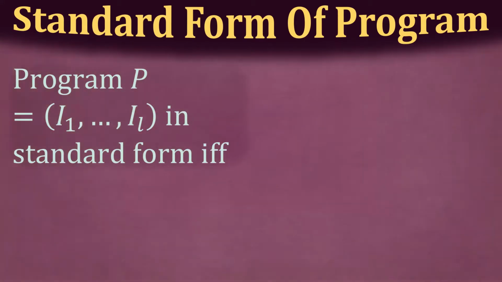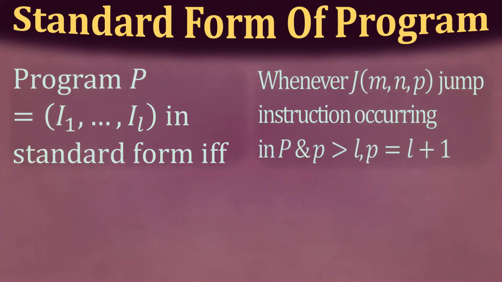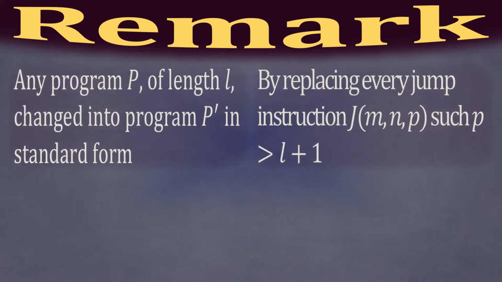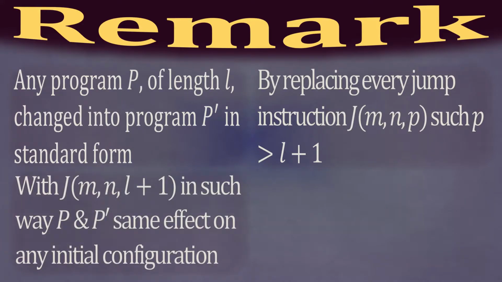Now, let's move on to defining the standard form of a program. A program P equaling I1 to IL is in standard form if and only if whenever jmp m n p is a jump instruction occurring in P and p is greater than L, then p equals L plus 1. Hence, let's give a remark. Any program P of length L can be changed into a program P' in standard form by replacing every jump instruction jmp m n p such that p is greater than L plus 1 with jmp m n L plus 1, in such a way that P and P' have the same effect on any initial configuration.